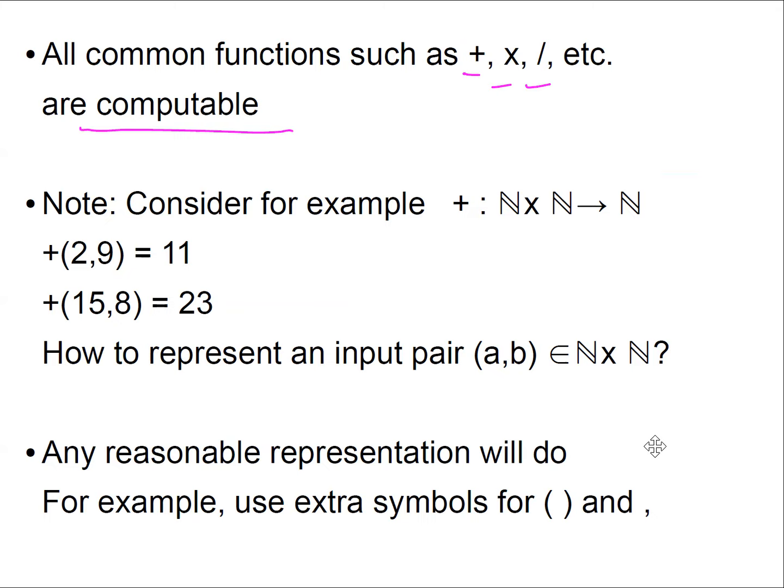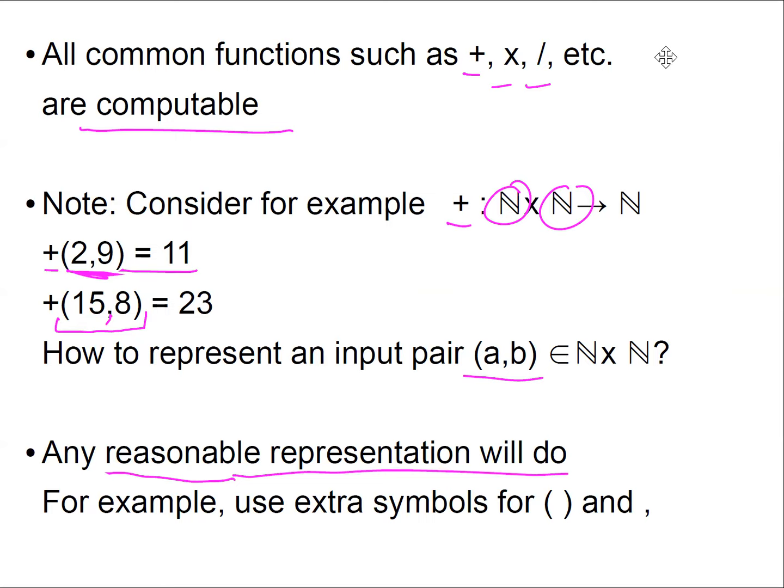Okay, so what does it mean? Consider, for example, the plus function. We can think of this as a function that takes pairs of natural numbers and outputs their sum. So the input would be a pair given with brackets and with a comma. And the question is, how do you actually write down for a Turing machine a pair with brackets and commas? Well, any reasonable representation will do. So for example, we can use extra symbols for brackets and commas, or you can just use zeros and ones and encode them in binary. Indeed, your computer operates that way.